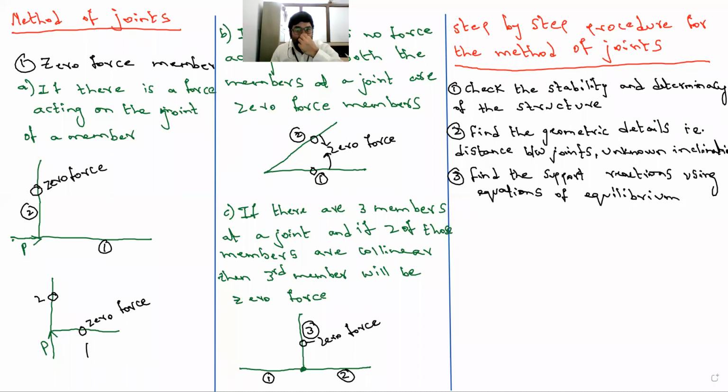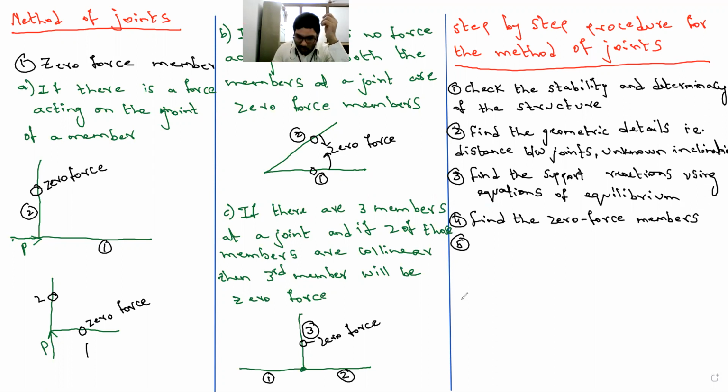Whenever we have a beam, how do we calculate reactions? Ra plus Rb is equal to the total applied load, and then you calculate Ra and Rb by taking moments about one point. That I will show while solving the problem. Fourth step, find the zero force members. This is as simple as that. I have already shown you three cases. You need to understand which is the zero force member.